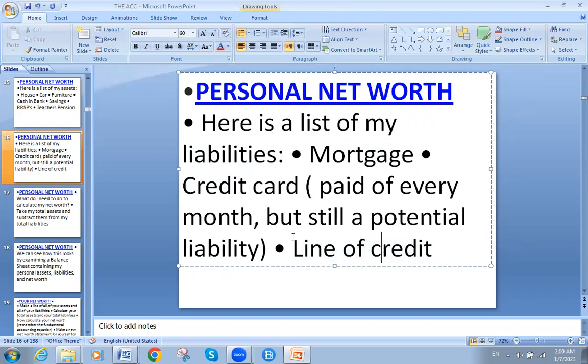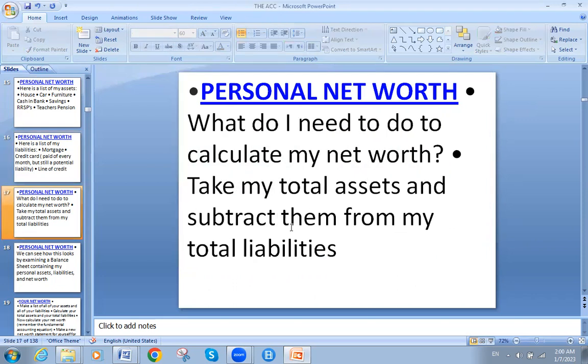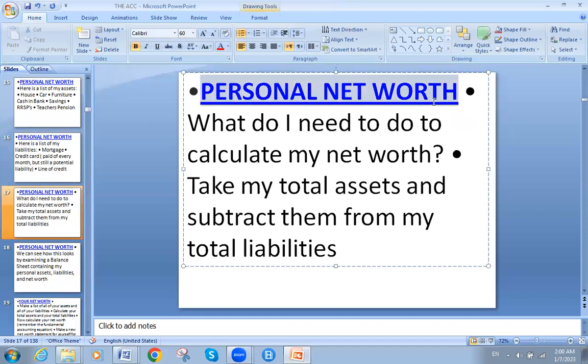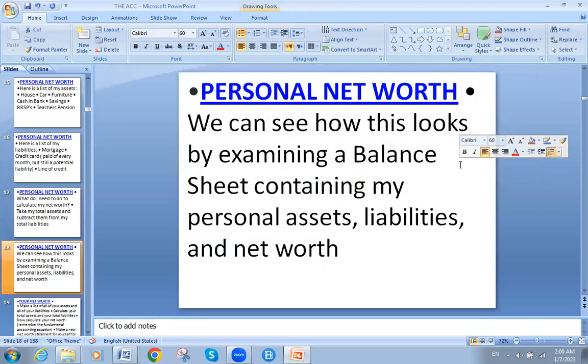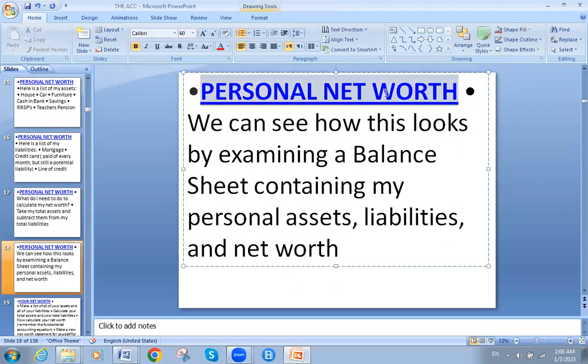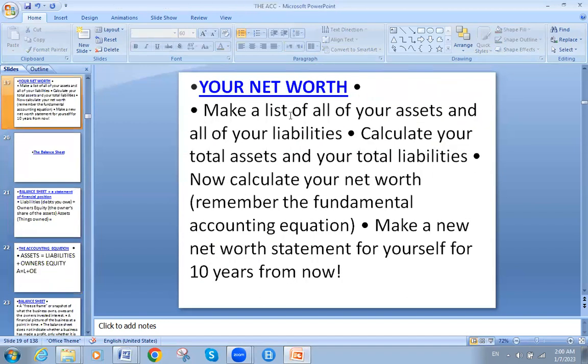So we have both of them right now. The personal net worth is the gap, or the difference, between both of them. What do I need to do to calculate my net worth? Exactly: all my assets minus my liabilities. It will be the total assets minus the total liabilities. So this is my net worth. I told you before, it's like a balance sheet for a human.